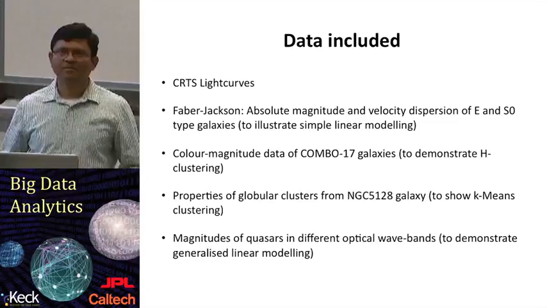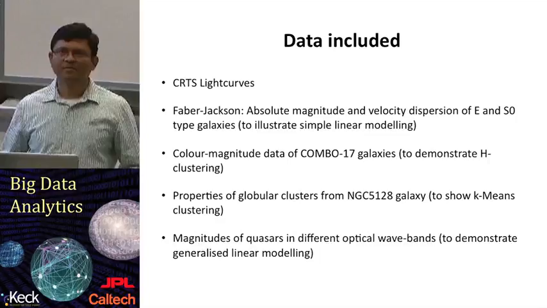And that is a fantastic time series data set and can be used for most of these tools in a fairly straightforward manner. Then there are some older data sets like the Faber-Jackson data set, which provides absolute magnitude and velocity dispersion of different types of galaxies. That can be used with linear modeling. Or the color magnitude data on the Combo 17 galaxies, which can be used for edge clustering. Those are the specific examples that we have provided with AstroWrap.